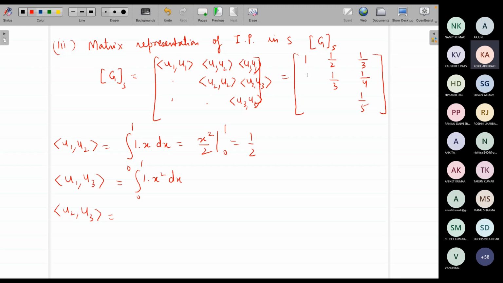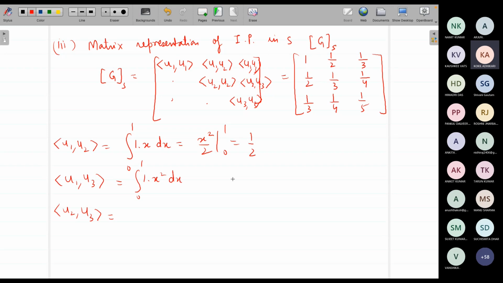So which one should I put here? 1 by 2. What about here? 1 by 3. 1 by 4. So you have got this. This is the matrix representation of the inner product with respect to the basis which is given to you, 1, x and x squared. Definitely it's not an orthonormal basis.